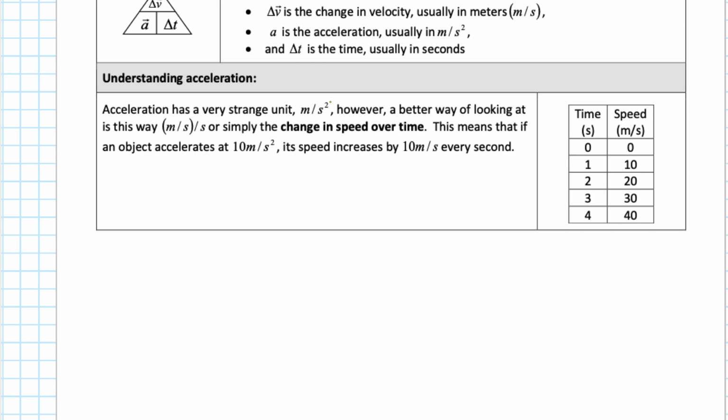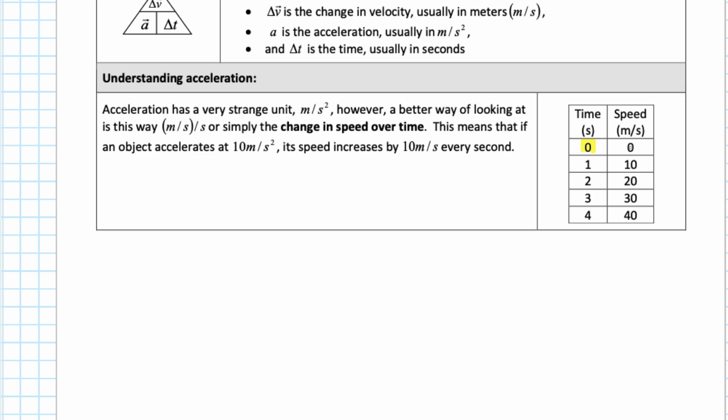So this unit, meters per second squared, it's a bit of a strange unit. The better way to look at it is like this: the meters per second, or simply the change in the speed over time. So if you have an acceleration of 10 meters per second squared, what that means is that the speed increases by 10 meters per second every single second. So we have a little chart here to show that.